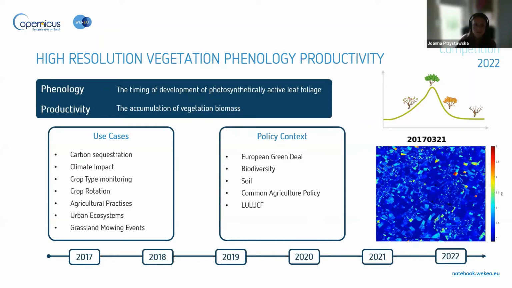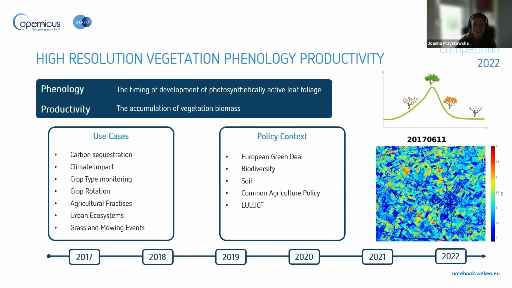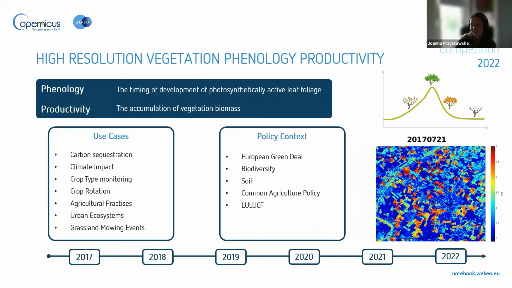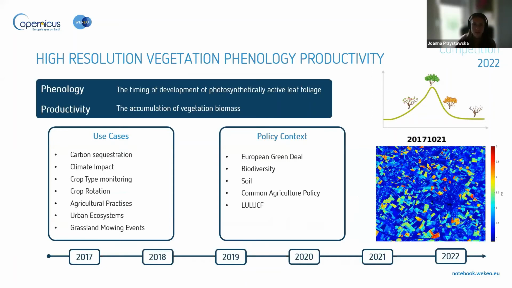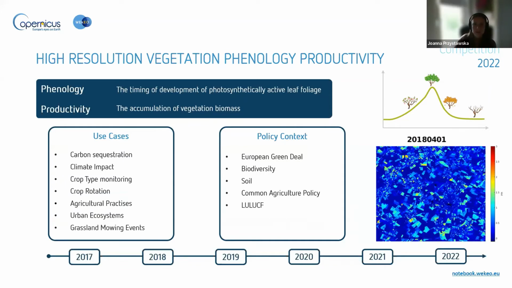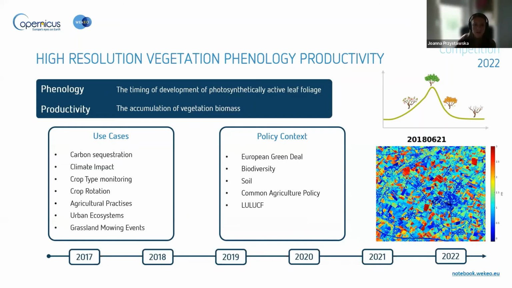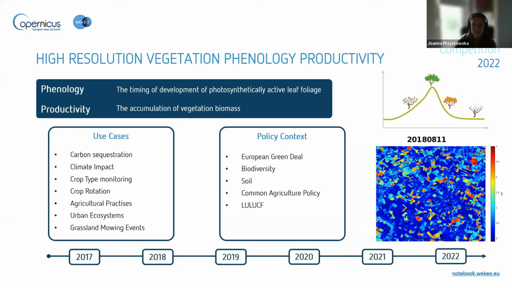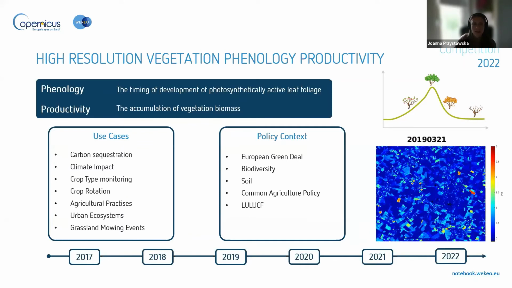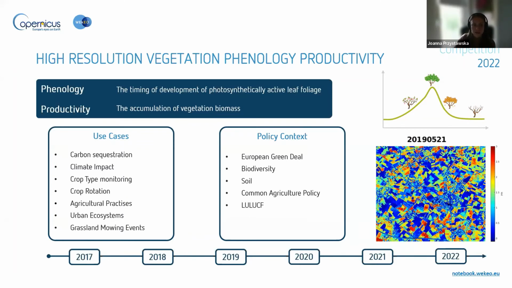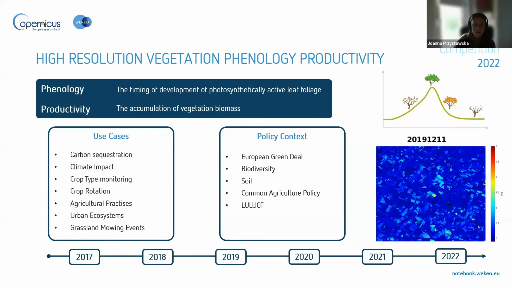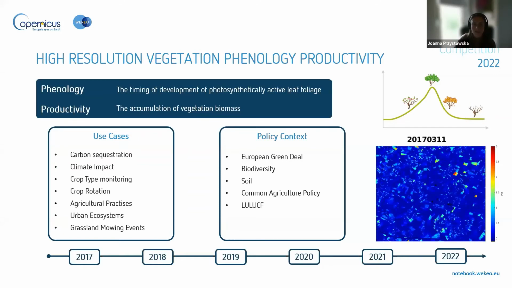So now I'd like to just briefly talk about use cases. Just briefly mention what the HRVP data can be used for. We are using it, and it can be used for different purposes. For instance, for carbon sequestration, so measure carbon uptake and stored in vegetation, climate impact, such as fire, droughts, frost levels, crop type, crop rotation, different agriculture practices like cover crop, fallow land, urban ecosystems, and also for monitoring grass mowing events like cutting, grazing, and removing plant material.